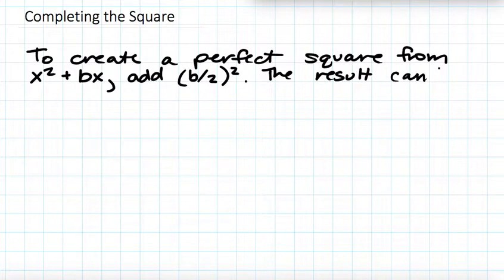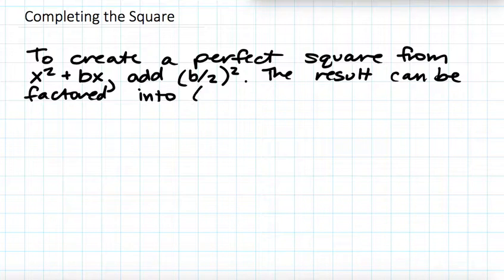can be factored into x plus b over 2 squared. So not only can it be factored, but it can be factored into what's called a perfect square trinomial, where you can write the result as a set of parentheses times itself. So we're going to look at example 5 here.